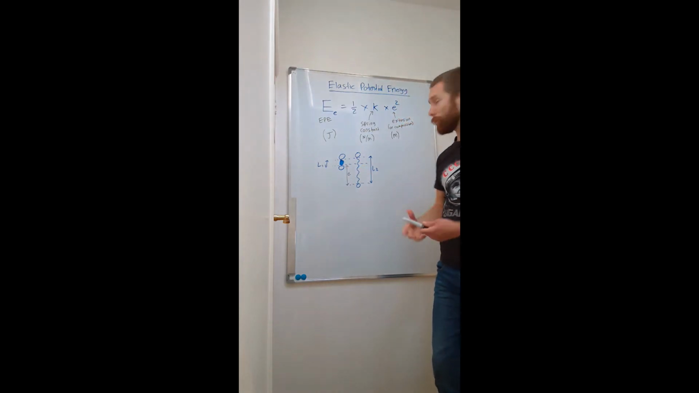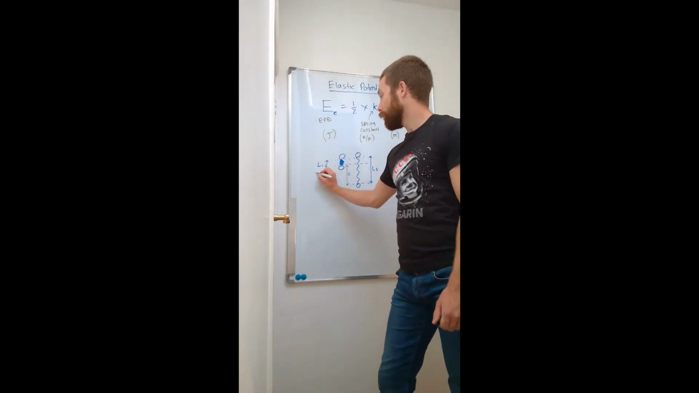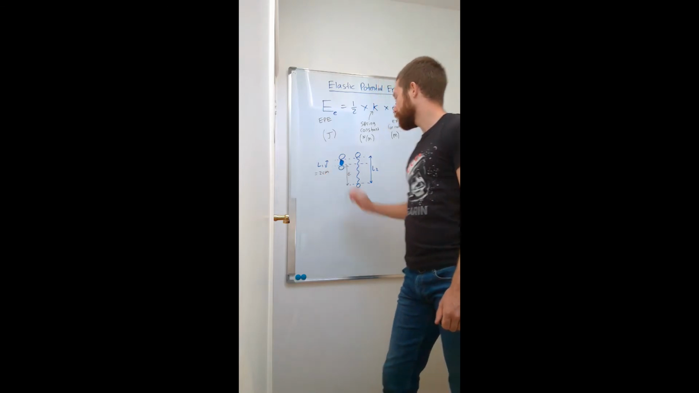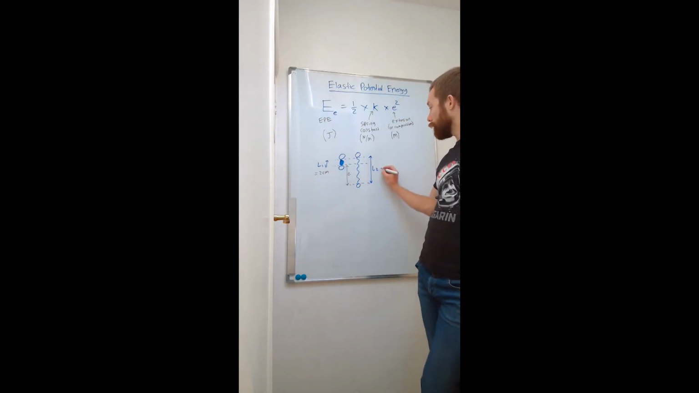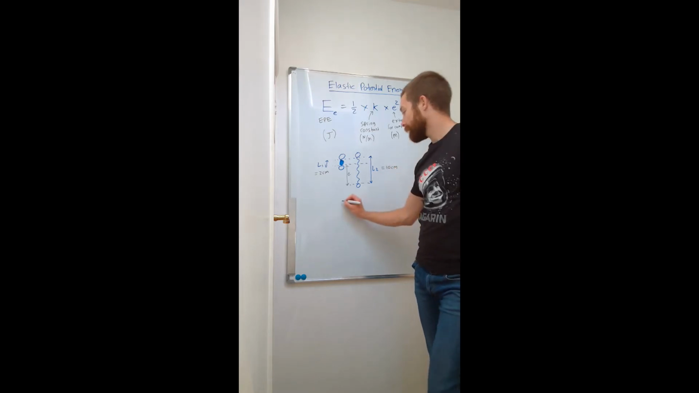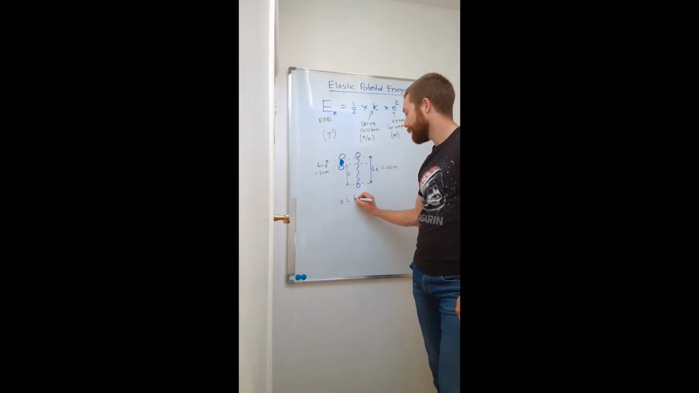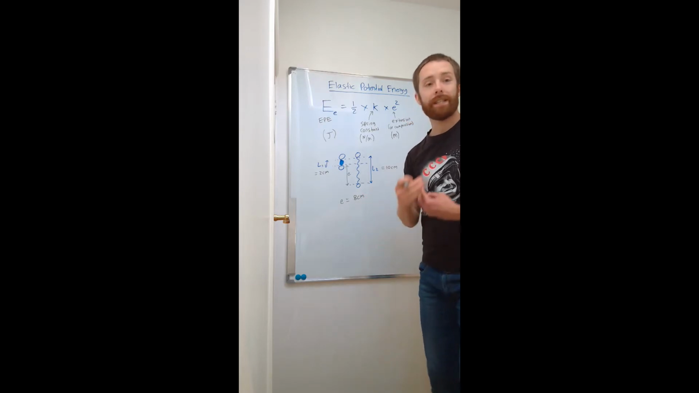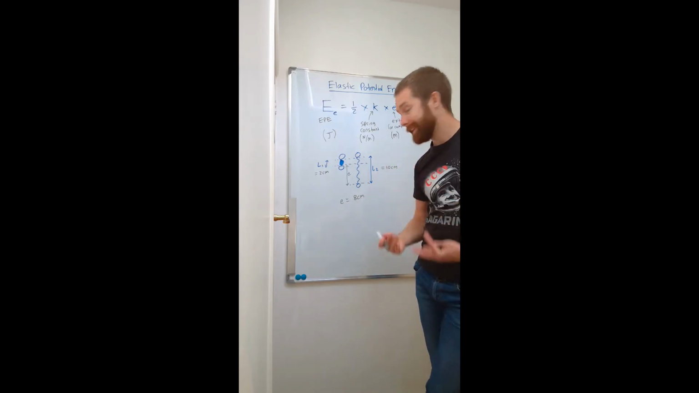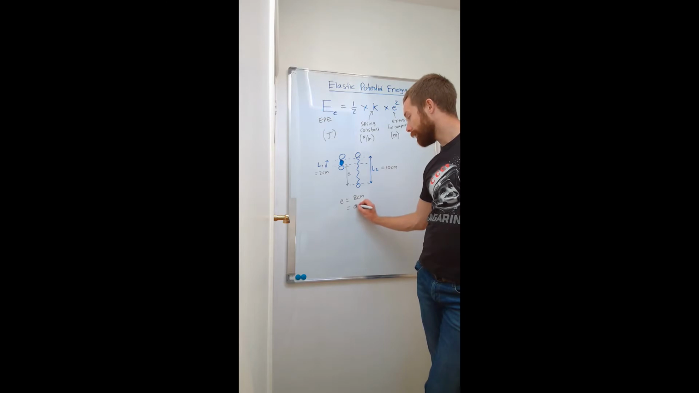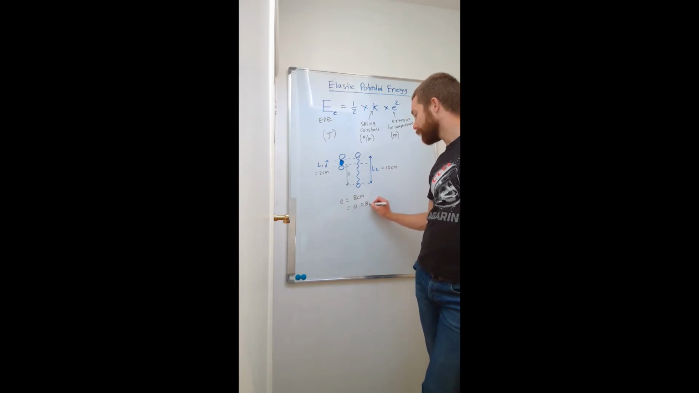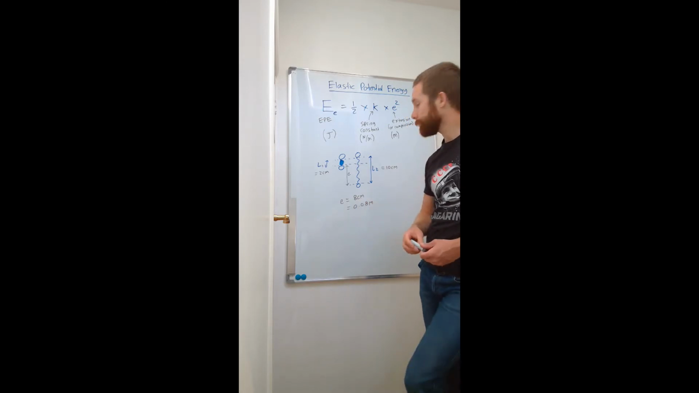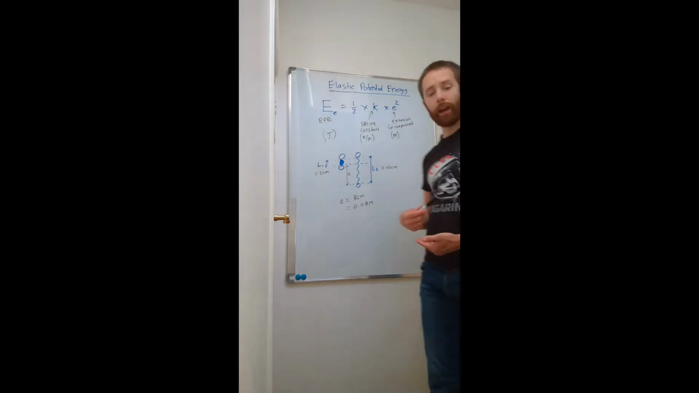Okay? So if I said to you that L1 was equal to 2 centimeters, and if I said that L2 here was equal to 10 centimeters, then my extension is going to be equal to 8 centimeters, which in a calculation I would need to put as 0.08 meters.